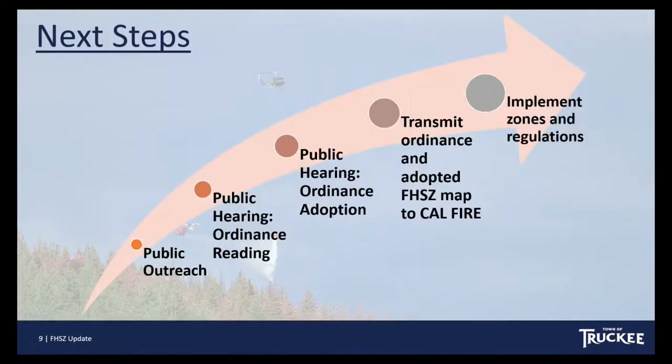So what do these next steps look like? What does the adoption process look like? Right now, we're doing public outreach. We're very thankful for you coming in and being part of this process, because we can't make this decision in a bubble. This is a whole community thing. And so your feedback is super vital in this process. Coming up, there will be some public hearings when the ordinance is first proposed and ultimately adopted. Once we finish those steps, we will need to transmit the ordinance and adopted map to CAL FIRE. And then what comes after that is really the implementation of all those regulations and how they impact Truckee.